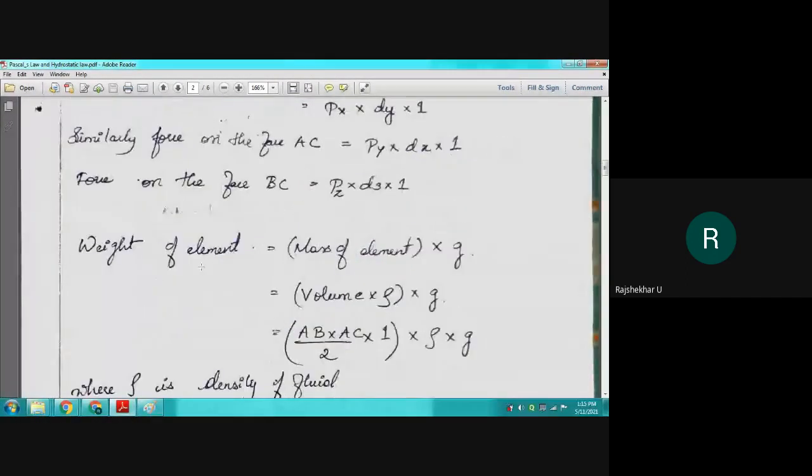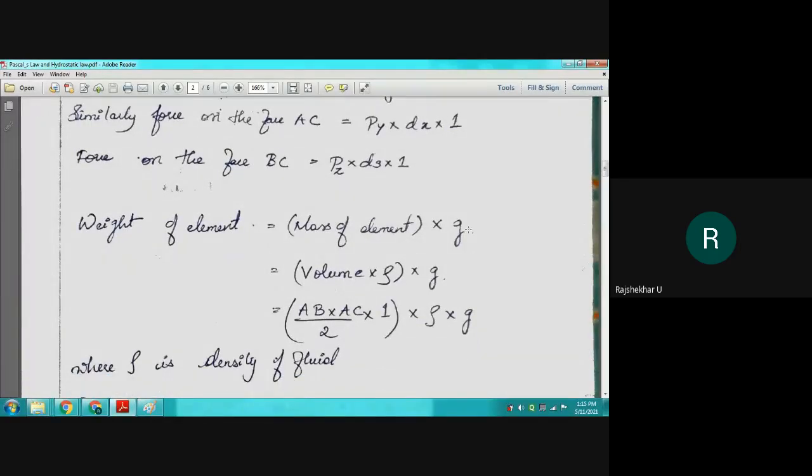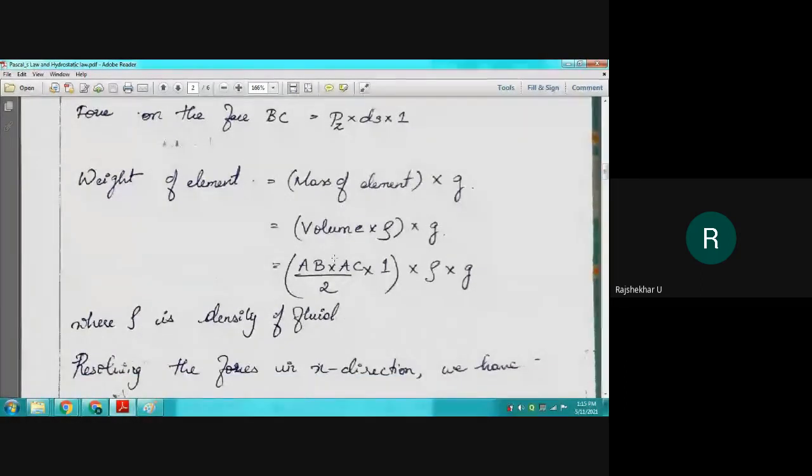Now the weight of the element, we know that it will be acting vertically. Mass of the element into g. Because if I just mention mass, that is in kg, but usually we are talking about force or weight, so for that we have to multiply by g. Mass is volume into density, so weight is volume into density into g. What is the volume? Volume of this wedge-shaped element is AB into AC by 2 into 1, where 1 is the unit dimension which we have considered.